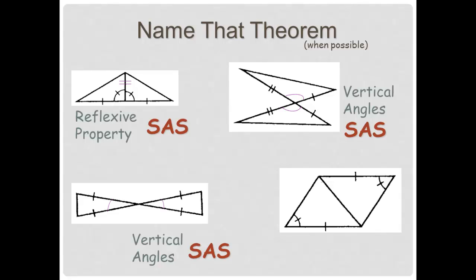In the last example, I see that the triangles share a side, so I mark that. Unfortunately, this is now showing side-side angle, which is not a theorem. There isn't enough information.